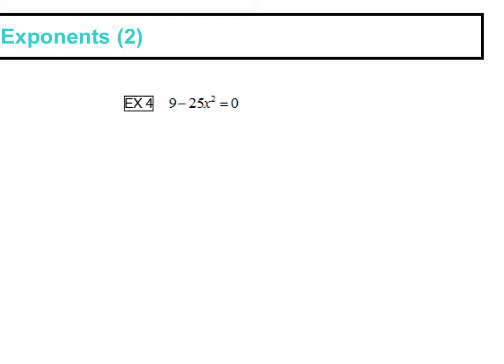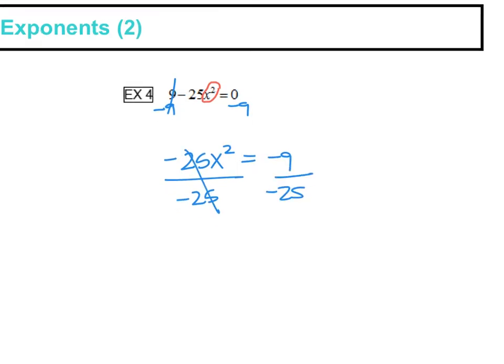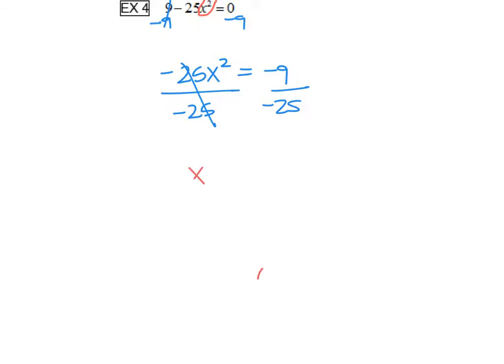Again, we want to identify our exponent, get that alone. So we've got two numbers to get to the other side. Always start with the number that's separated with addition or subtraction. So we've got a positive 9. We're going to subtract 9 from both sides. Carry down that negative 25 x squared is equal to negative 9. Then divide by negative 25 on both sides. And we have x squared equals, now that negative divided by negative does turn into a positive 9 over 25.